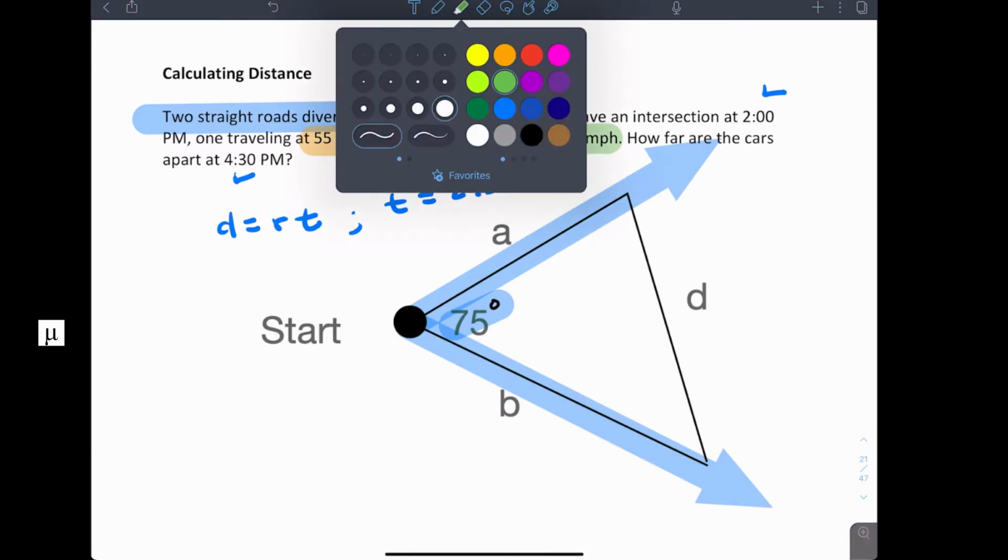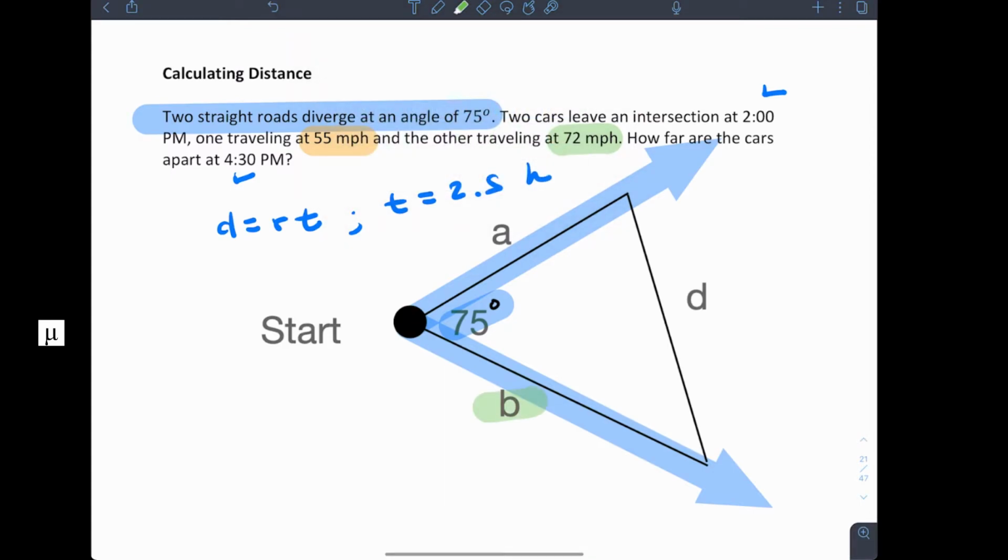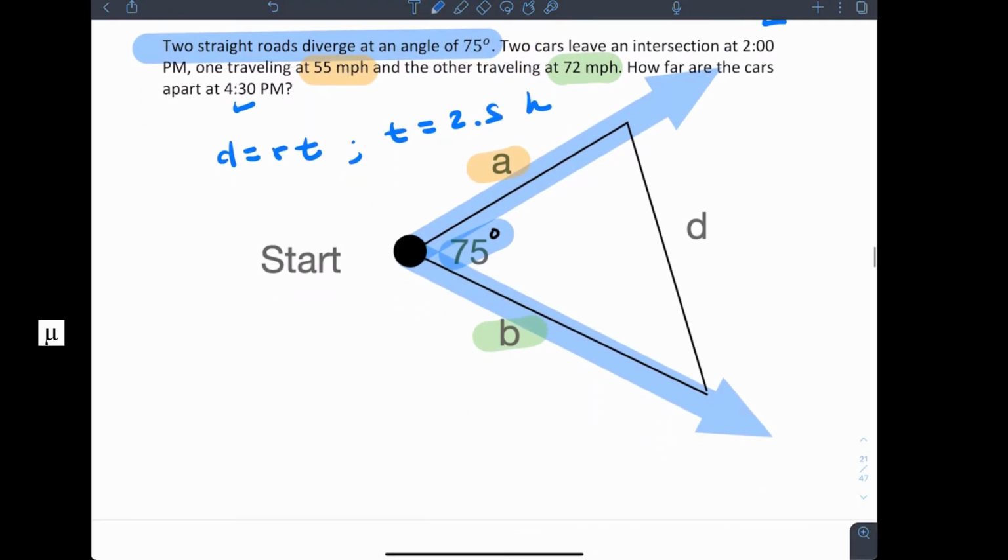So that's going to be green. Is that right? And A is going to be what? This color. So distance is, what's the rate? 55 times 2.5. And then here the distance is going to be what? 72 times what? 2.5. Let's see what we get.